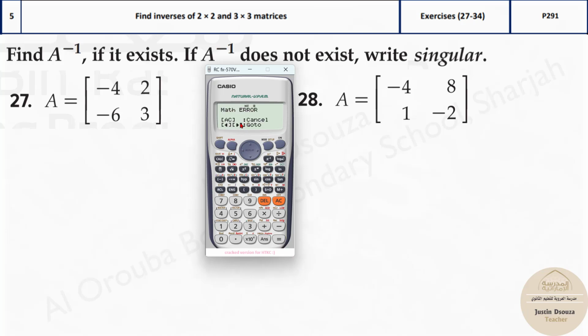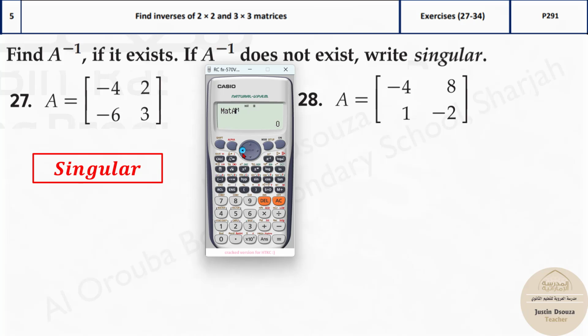And equal to, it's a math error. If I'm getting a math error, this means this is a singular matrix. This cannot be taken as inverse because the determinant of this is 0. It's singular. Now, if you want to double check the determinant is 0, what I can do is I will just clear it out.